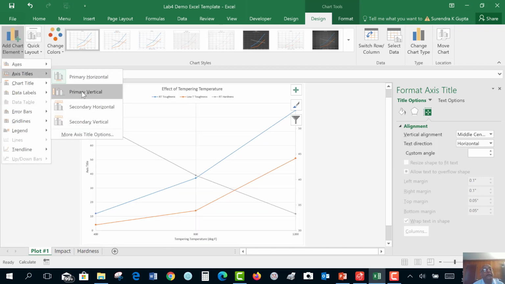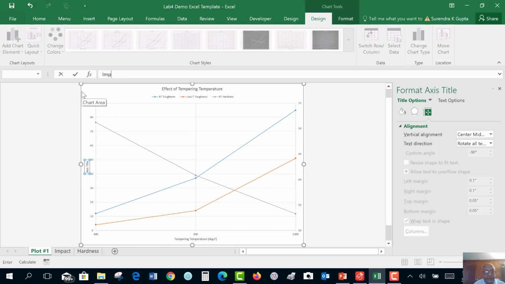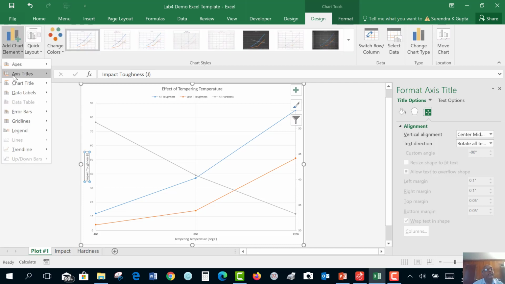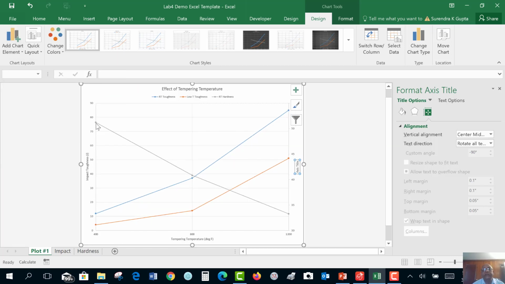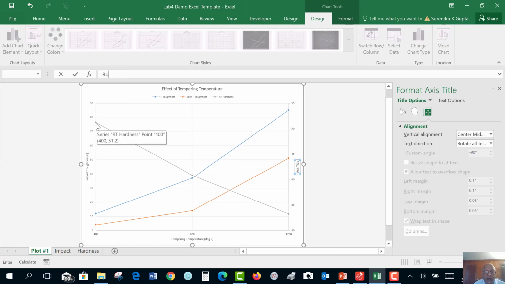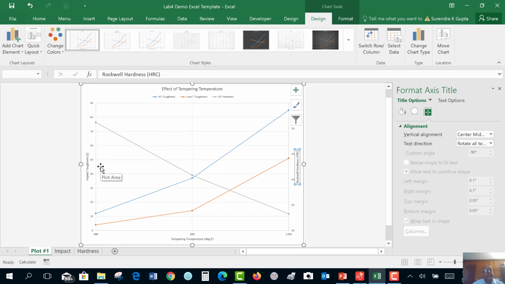Let's add vertical. So that's our impact toughness. And that was in joules. And of course, we have a secondary axis, which is our Rockwell hardness, HRC. And folks, we are pretty much done. So let's move this plot to the right.